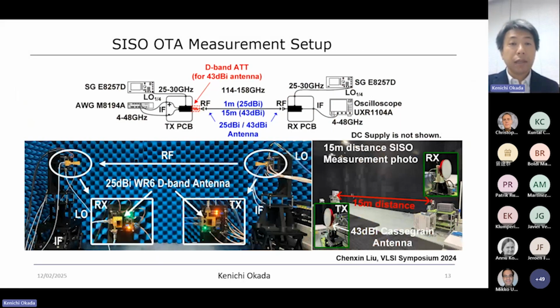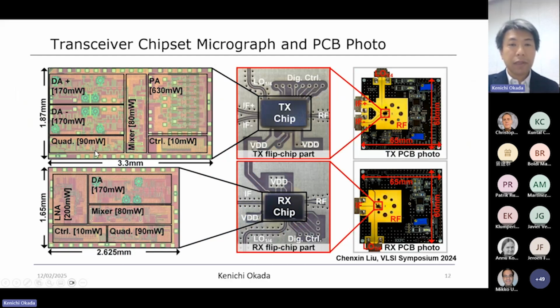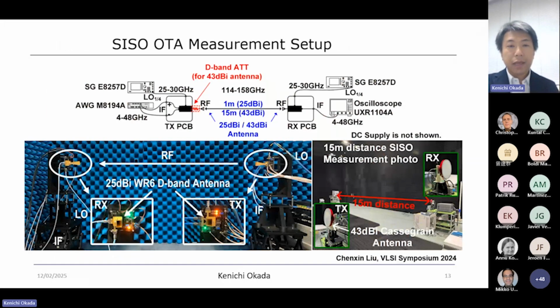So then this chip micrograph, it is very cheap, small, and has a waveguide interface directly connected to the horn antenna in this design. And the waveguide transition is also integrated on the PCB side. It is very mass-production ready; only mass-production-ready technology is used in this transceiver design. And this is a measurement result, measured in a lab environment.